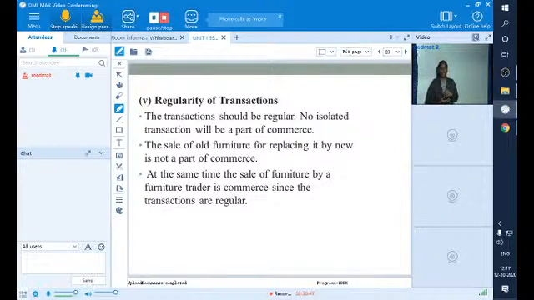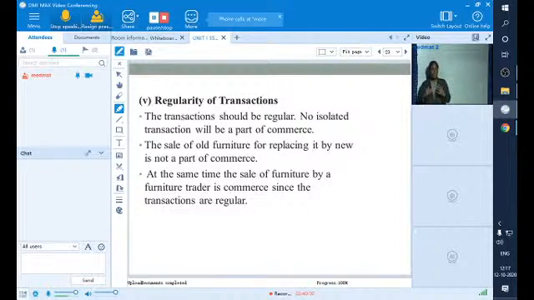At the same time, a sale of furniture by a furniture trader is commerce since the transactions are regular. Here the transaction is regular because the furniture trader will trade the furniture from one place to another, or to different customers. So this is the normal transaction they are doing.